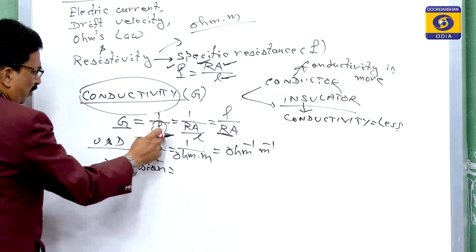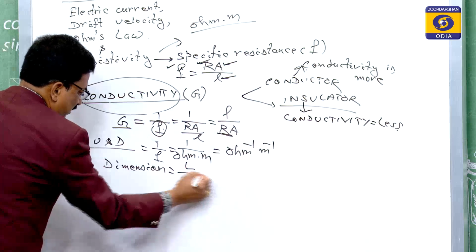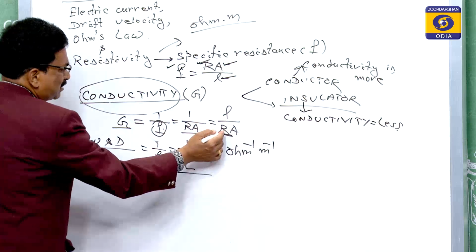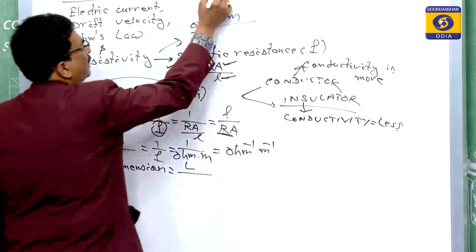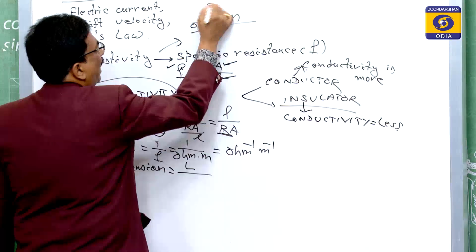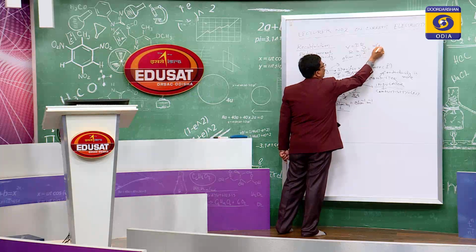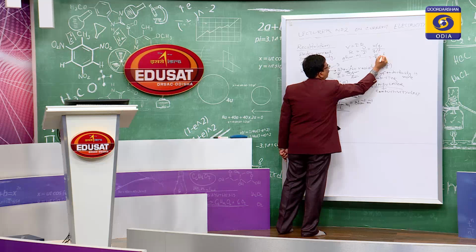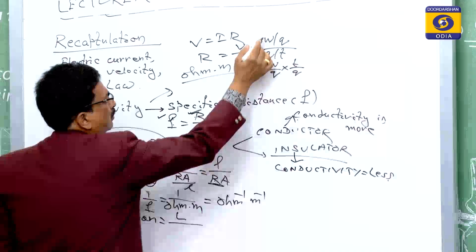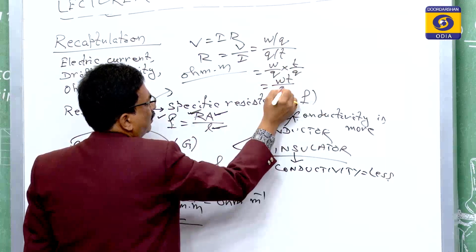that is equal to 1 by rho, meaning L by RA. On expansion, the dimension of L is L, and R is the resistance. As we have discussed, V is equal to IR. So R is equal to V by I, V is equal to W by Q, and I is equal to Q by T. So this is equal to W by Q into T by Q, that is WT by Q square.